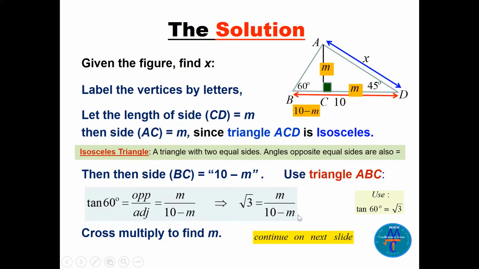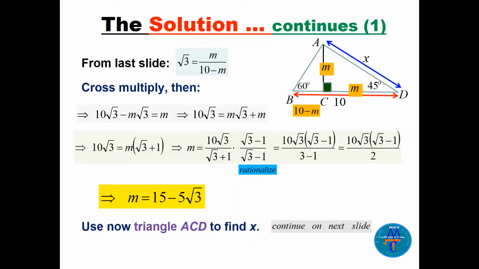You can do that on the next slide, please. So we have square root of 3 is equal to m divided by 10 minus m. Cross multiply, we get here 10 square root of 3 minus m square root of 3 is equal to m. Let's put all the terms with m on one side. So move this one, m square root of 3. Take m as a common factor. So m in the bracket, square root of 3 plus 1. And let's divide by square root of 3 plus 1. So this is the value of m: 10 square root of 3 divided by square root of 3 plus 1.